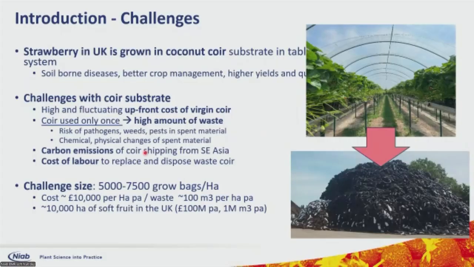So putting it all together, if you consider that you have about 5,000 to 7,000 or more grow bags per hectare, and the amount of hectares that we grow in the UK, you're wasting about 100 million pounds per year, which is about 1 million cubic meters of coir across the whole country every year. So it's a huge challenge.